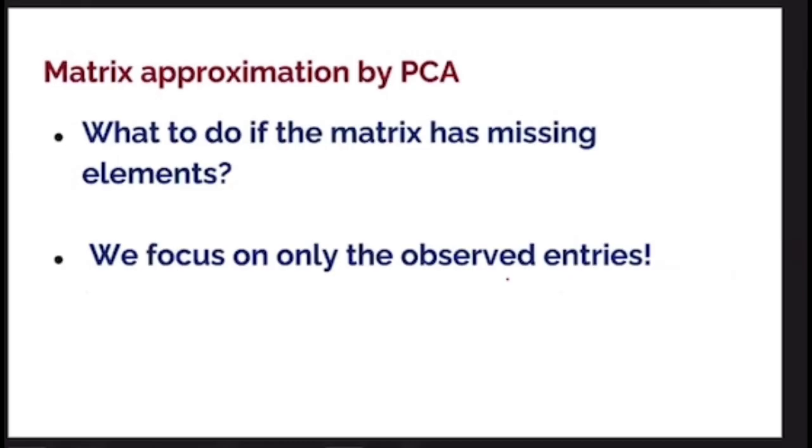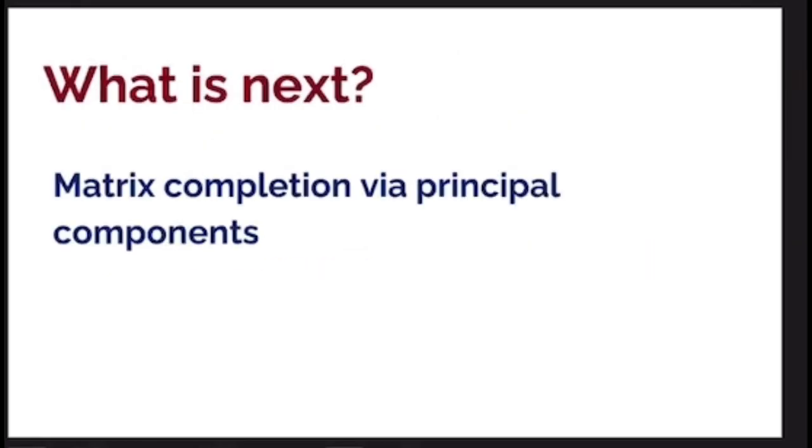So, matrix approximation by PCA: what do we do if the matrix has missing elements? Of course, we're going to focus only on the observed entries. And when we focus on the observed entries, can we look at the pattern in them, using some available algorithm for low rank approximation, for us to be able to have the matrix completed? That's the reason why on Friday, the focus is going to be on matrix completion. How do we predict entries in a matrix via principal components? This is where I'm going to stop today.